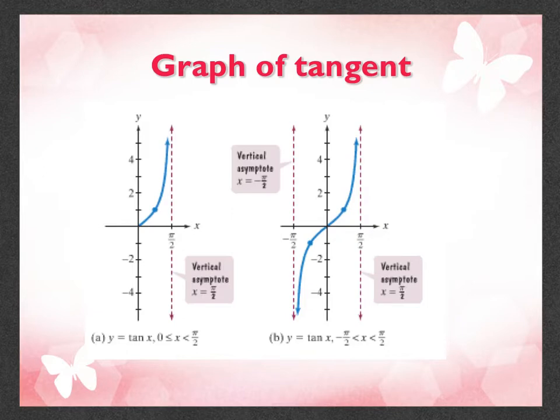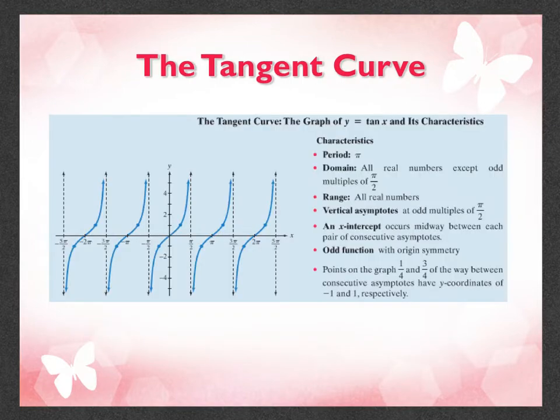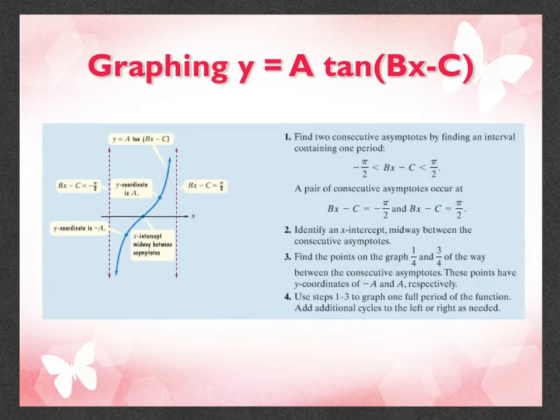And then we set our bx minus c equal to negative pi over 2 and positive pi over 2, which was here. And then we find our middle two asymptotes from the one on the left. We subtract the period from the one on the right. We add the period. Those are your 4 asymptotes. So remember, your goal there is to get 4 asymptotes.